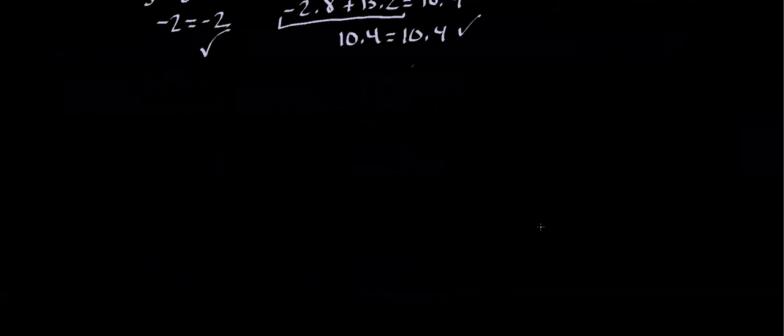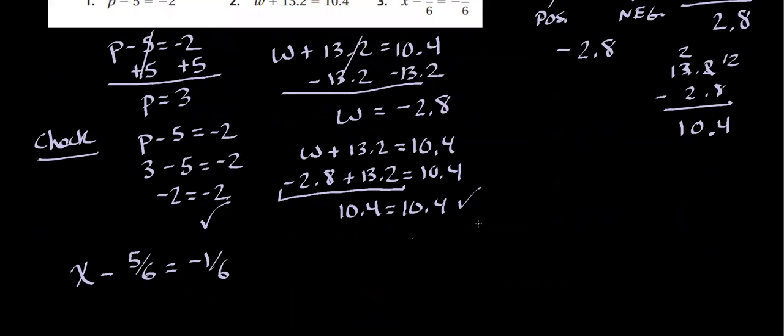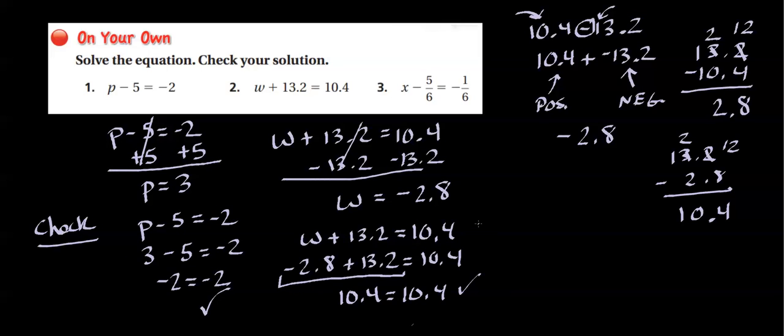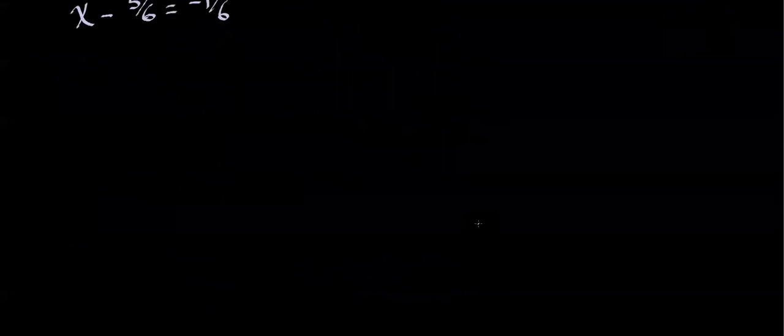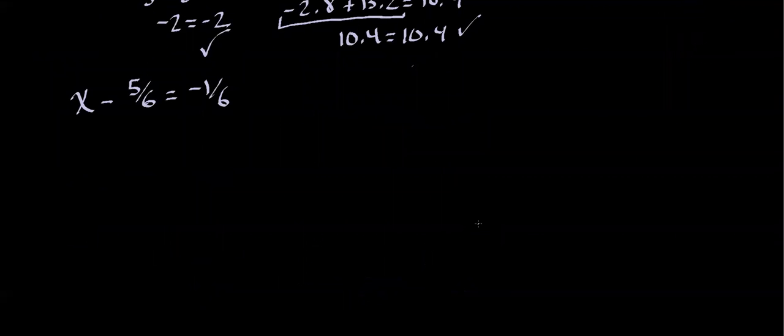I'm going to scroll down a little bit, make myself some room. So this is x minus 5/6 equals negative 1/6. I'm just going to check and make sure I wrote that down correctly. Yeah, x minus 5/6 equals negative 1/6. All right, so my inverse of subtracting 5/6 is to add 5/6. So I'm going to add 5/6 on both sides.